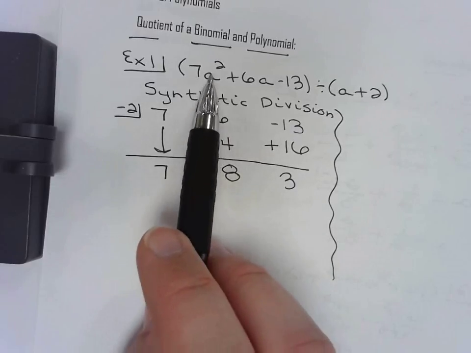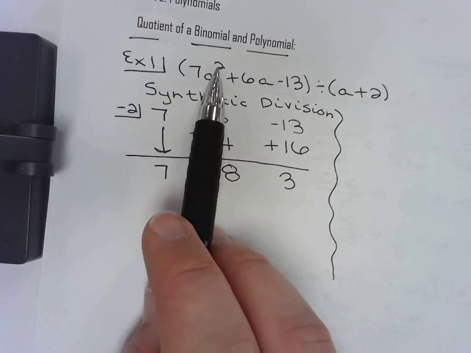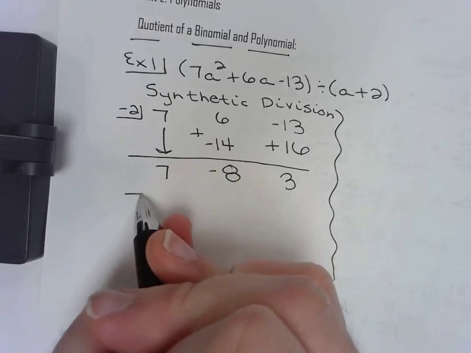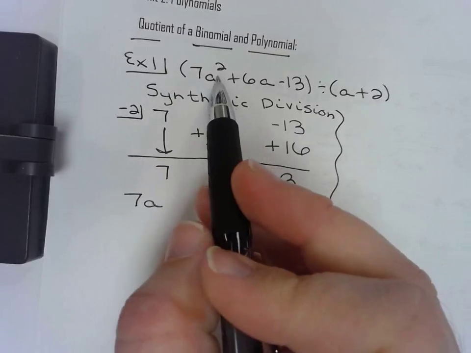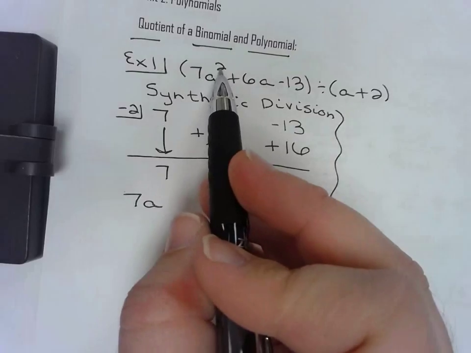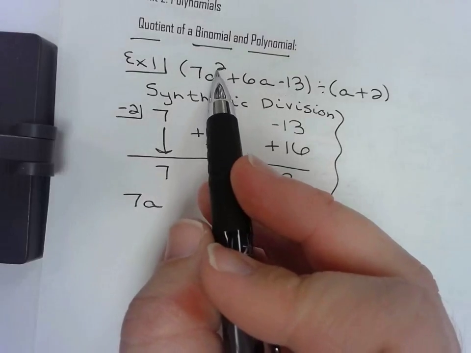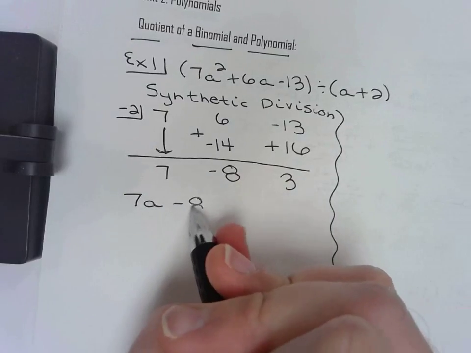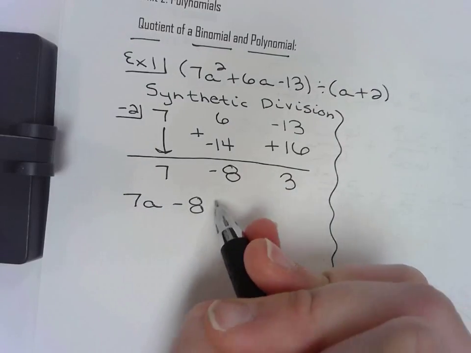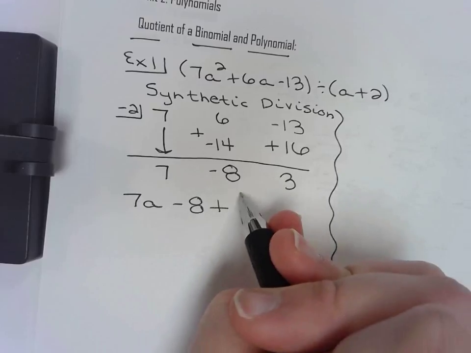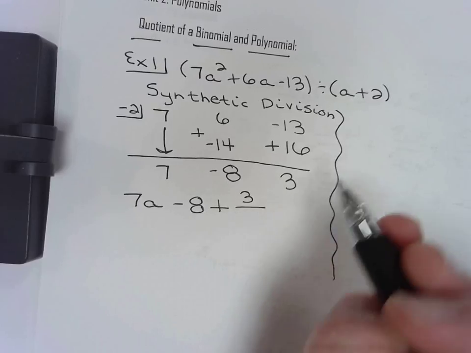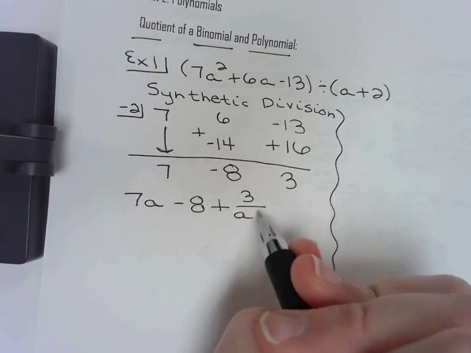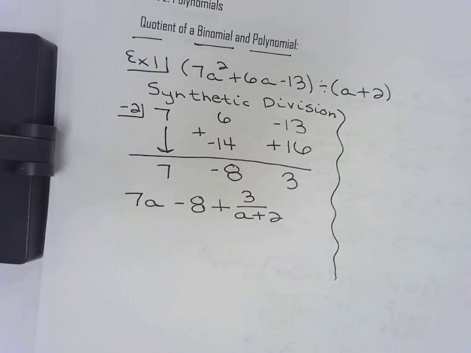Remember? It's always one less. If this is a squared, you start with one less. So this will be 7a to the first. So you always start with one less than your original. So 7a to the first, this will be minus 8 plus 3. Your last number becomes your remainder, 3 over your binomial, a plus 2. And that's how you write it.